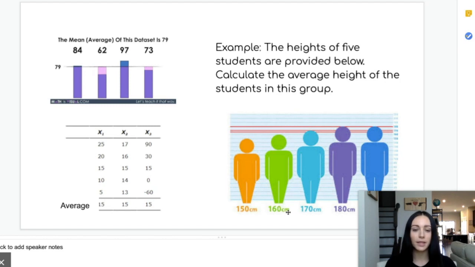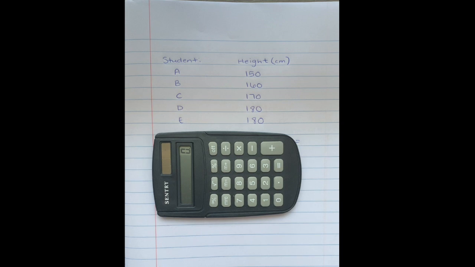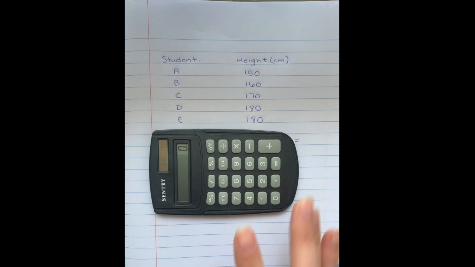Now, let's look at this example and actually work through calculating an average using our average formula. So let's read our example. It says the heights of 5 students are provided below. Calculate the average height of the students in the group. So in order to calculate the average height of this group of students, there's a few things that we'll want to know. Let's take a look at our average formula to remind ourselves what we will need to know in order to calculate the average.